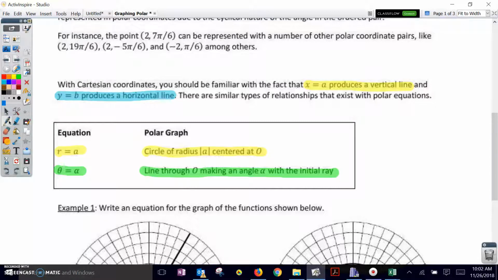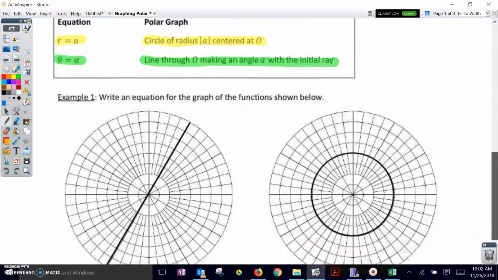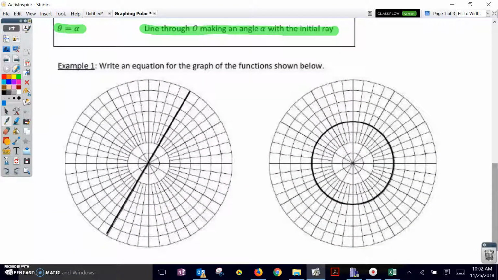Alright, let's look at example 1. We're going to write an equation for the graph of the functions shown below. Okay, we have a line in this first one, a line through the origin, and so this is going to be an equation of the form theta equals alpha, and now we just need to figure out what this angle is. And if you go and measure what this angle is, you see that this angle is an angle of pi over 3 units. And so the equation for this graph is just going to be theta equals pi over 3.